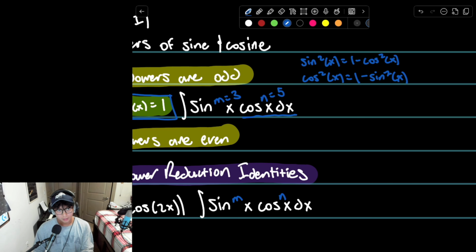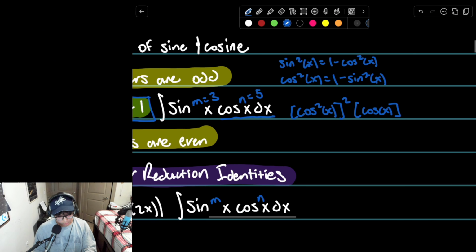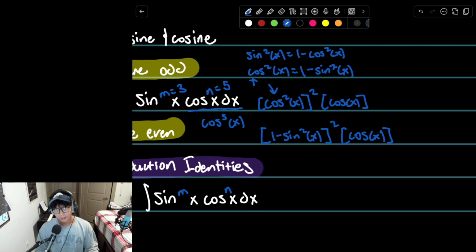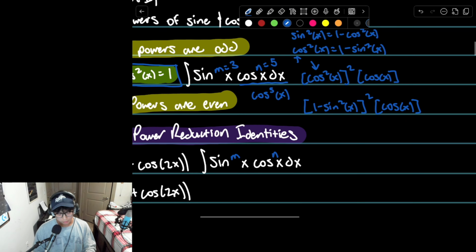So with this in mind, let's say we want to split up our cosine of x. One way we could split it up to make that cosine squared of x satisfied is to do cosine squared of x squared times another cosine of x, which will be equal to cosine to the 5th power of x. And now that we've satisfied that cosine squared, we can just rewrite this as 1 minus sine squared of x, squared, times cosine x. And you might be wondering, what was the point of that? That's the whole point of this video. I will explain that later.